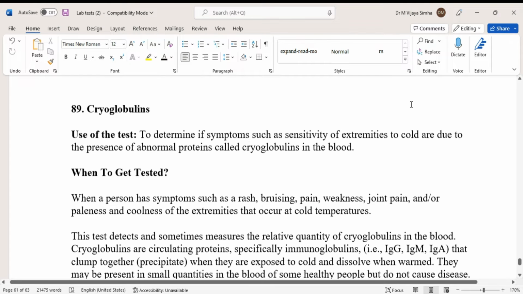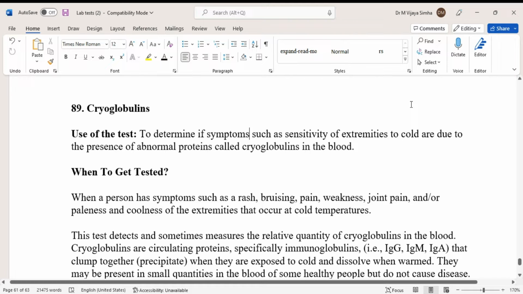Hello guys. Today we are going to discuss a blood test, a laboratory investigation called cryoglobulins. The test is used to determine if symptoms such as sensitivity of the extremities to cold are due to the presence of an abnormal protein called cryoglobulin in the blood.